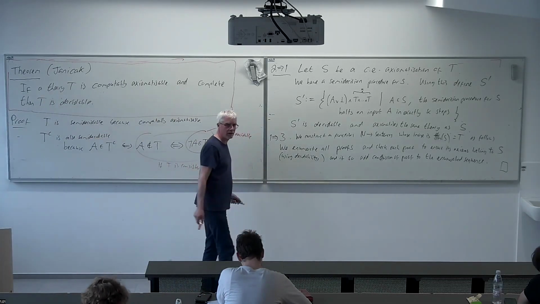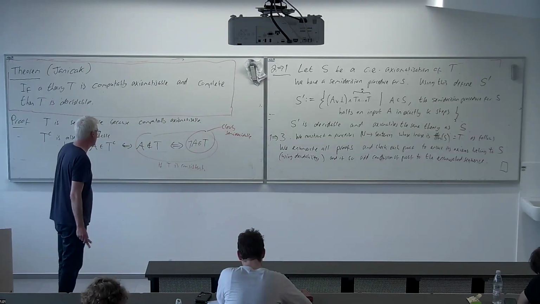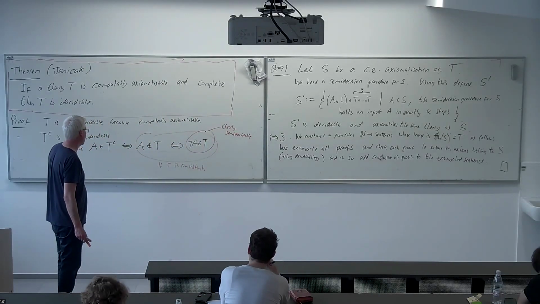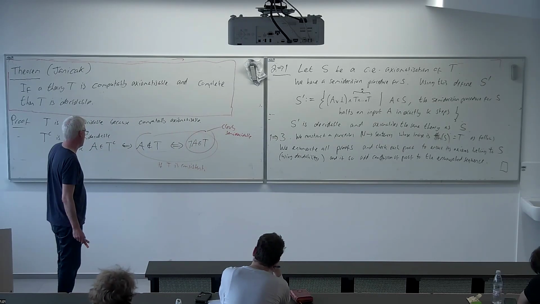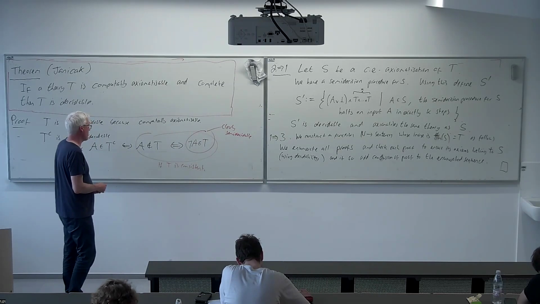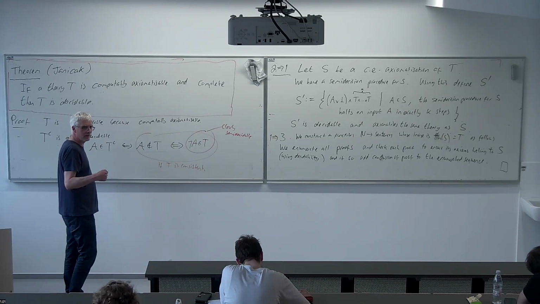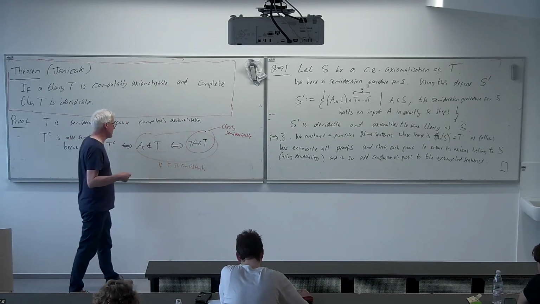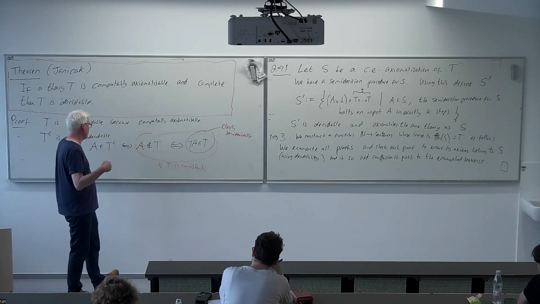Is this orange circle equivalence not completeness? It's not to do with completeness of the proof system. It's to do with completeness of the theory.